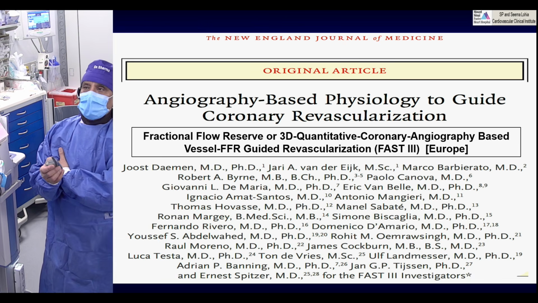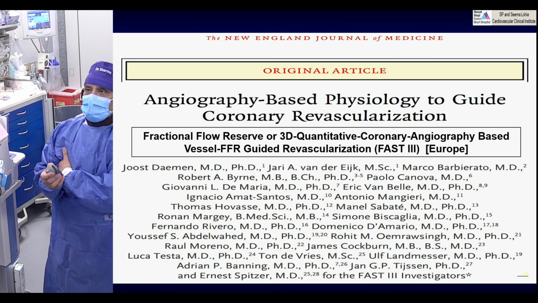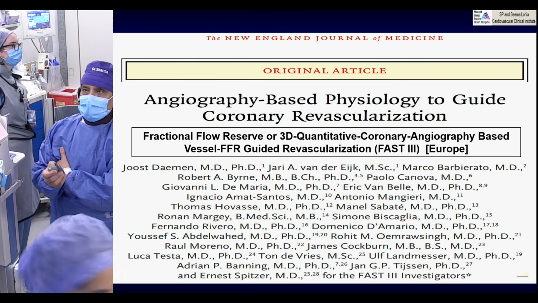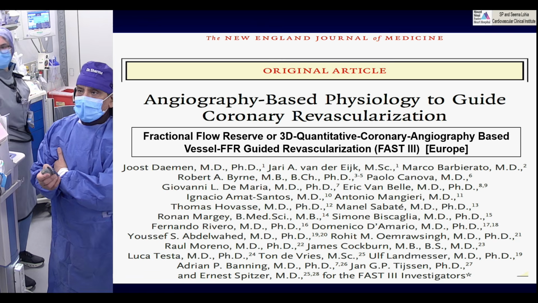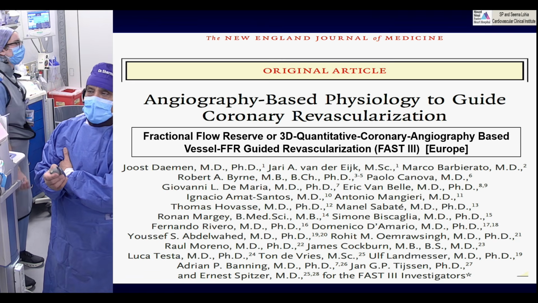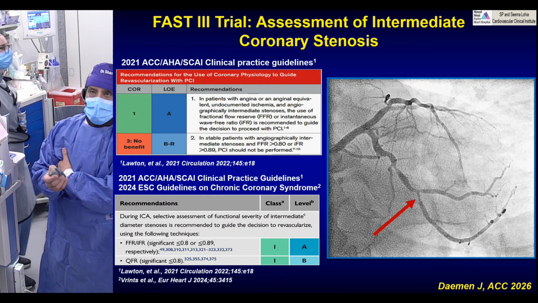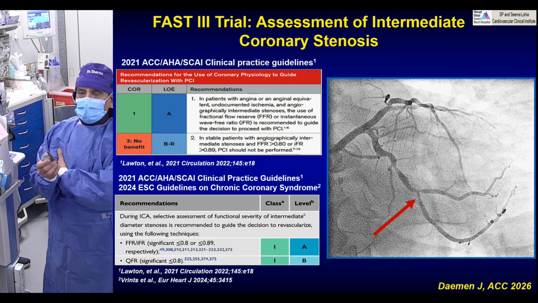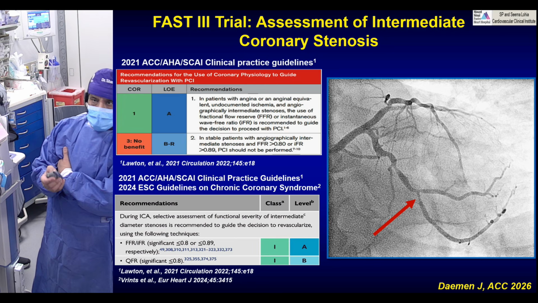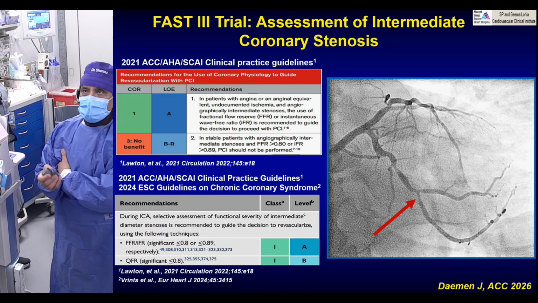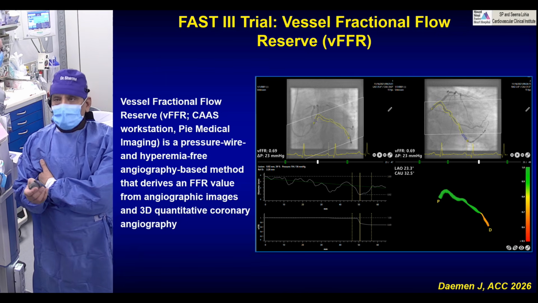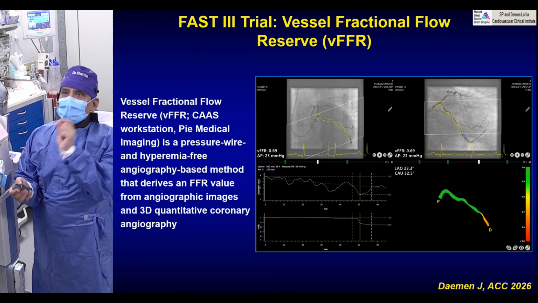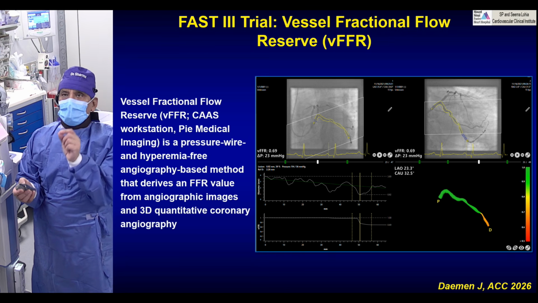The second trial, all these are published in NEJM. So FAST 3, that was the fractional flow reserve, 3D quantification, coronary angiography based vessel FFR. We know that FFR is now a class 1 indication and has shown that anything less than 0.8, or iFR of less than 0.89, is class 1 for revascularization guidelines.